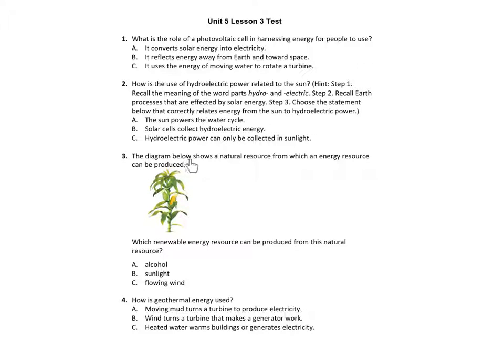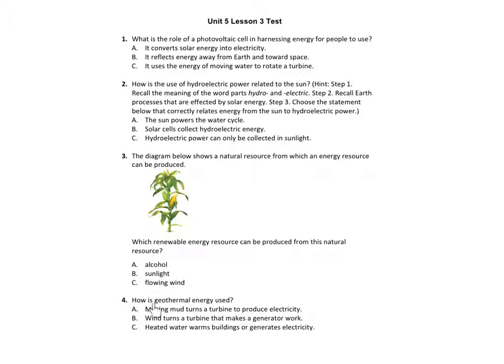Number 3, the diagram below shows a natural resource from which an energy resource can be produced. Which renewable energy resource can be produced from this natural resource? A, alcohol. B, sunlight. C, flowing wind.